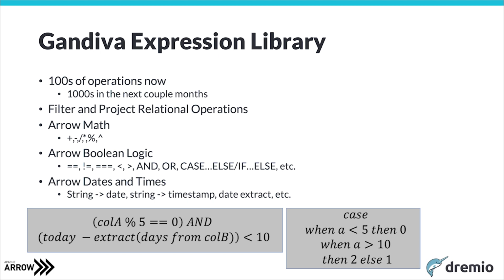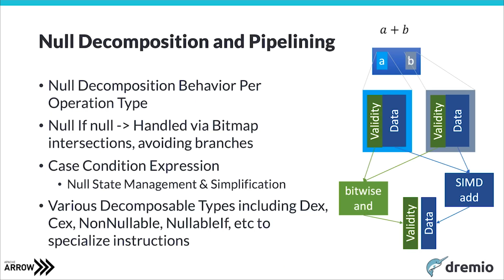And so, as I mentioned, it's an expression library. It has, I think, hundreds or maybe even thousands of expressions now that you can apply for different operations. Here's a couple of examples that you can do at the bottom here. And so let's talk about how it can make things faster, right?